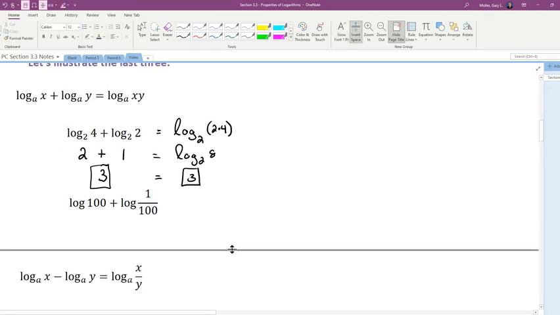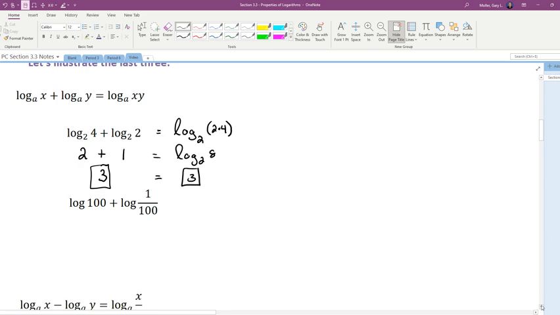Let's try another one. Log of 100 is saying base 10, so 10 to what power is 100? That's 2. Plus log of 1 over 100. Log of 1 over 100 is going to be taking a base 10 and squaring it, so the answer is 2, but then we have to flip it over, so it becomes a negative 2. So it looks like the answer to this question should be 0.